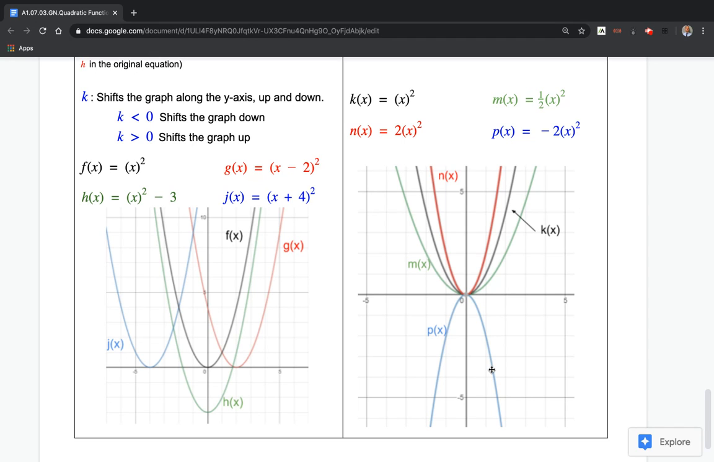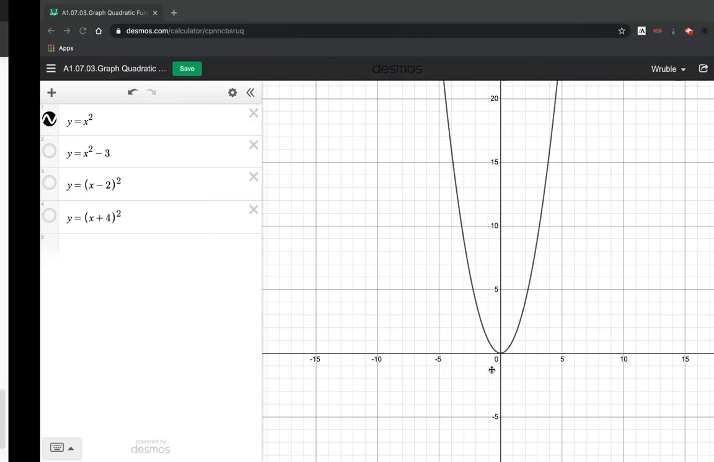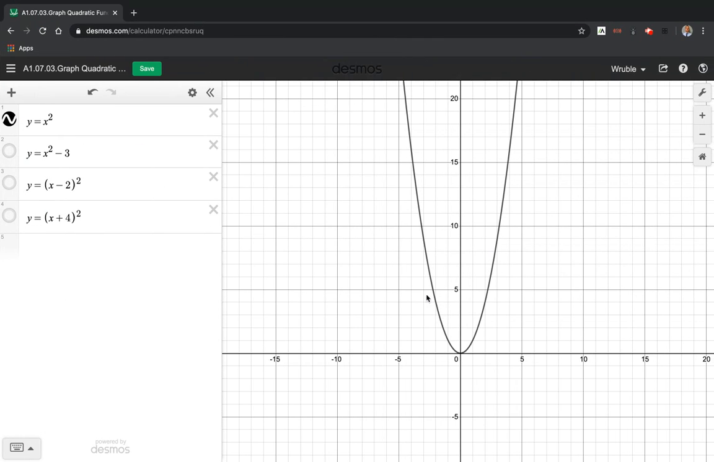So we can take a look at a couple examples just to see. Here we have the parent function, and we can take a look at a point. So here's 0, 0, that's the vertex. Another good point to look at right here, we can keep in mind, is the point 2, 4. So if we go over 2, up 4, that's the point of the parent function.